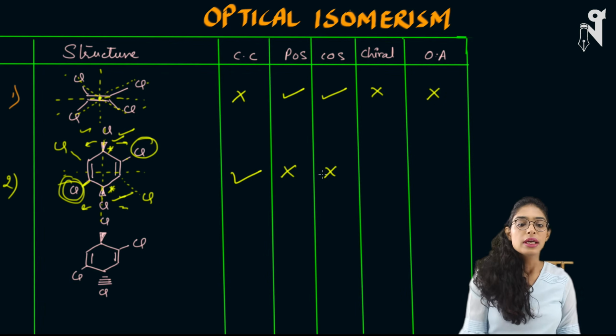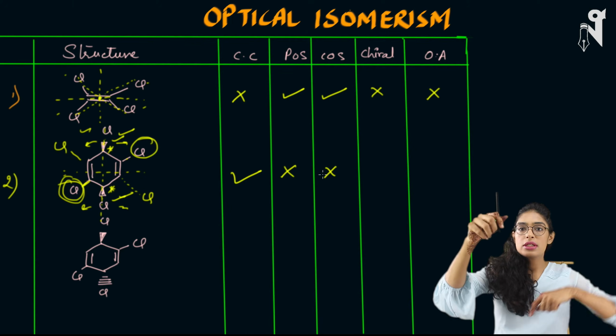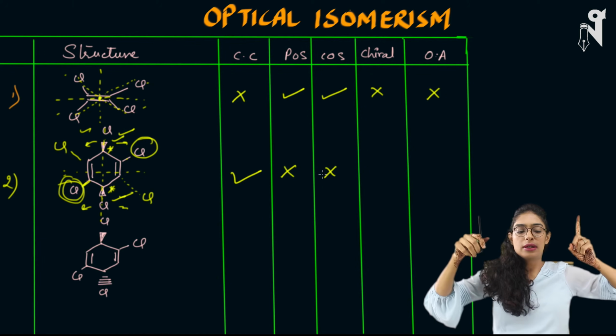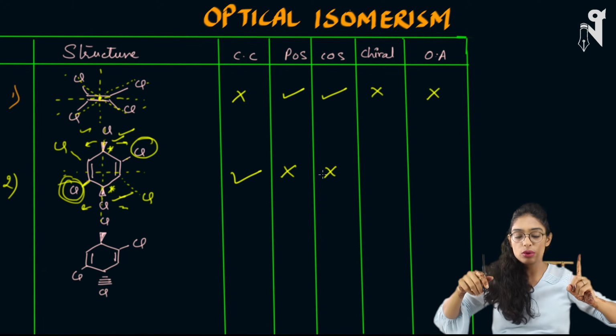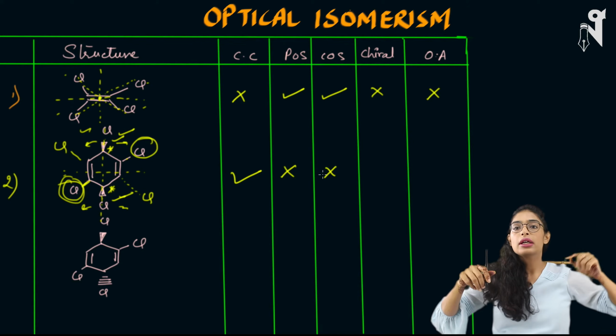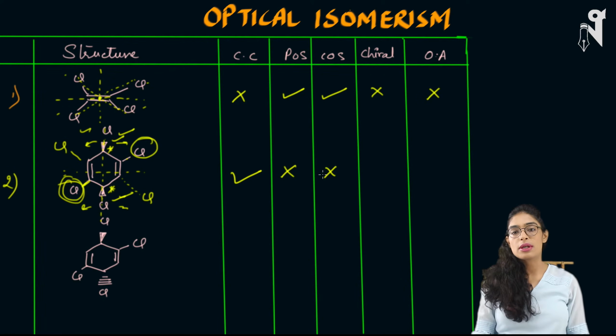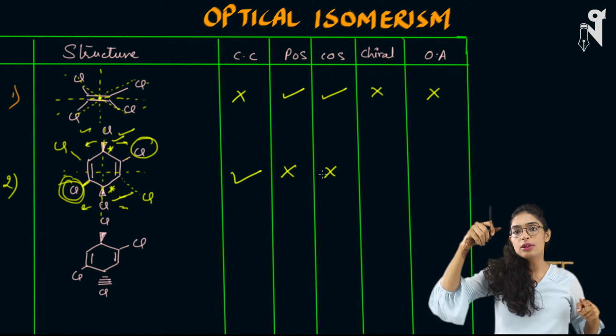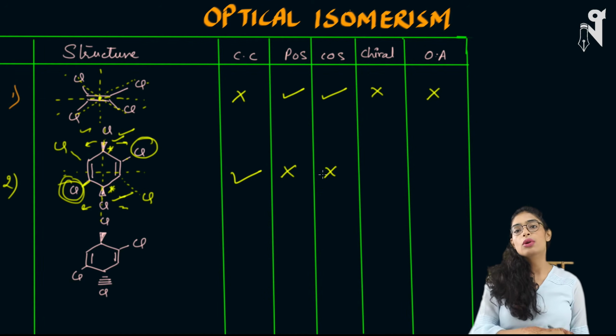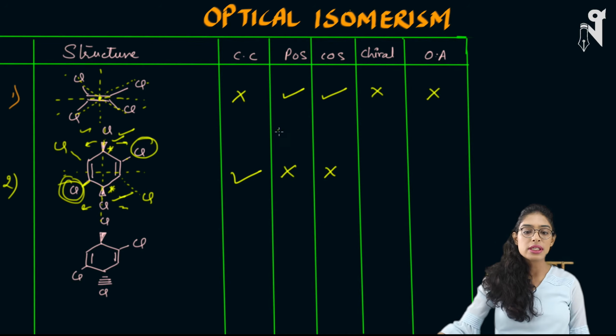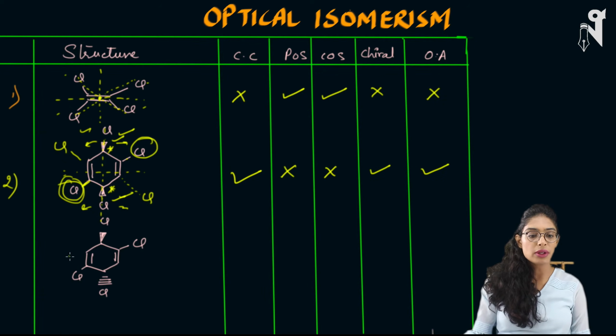So here in this case, we don't have COS because both chlorines are towards the viewer, and if you pass a line between these two chlorines, it is not passing through the center, and if you pass a line through the center, you will not get the chlorine on the other side. So no COS. Chirality, yes. Optical activity, yes. Let's talk about the next compound.